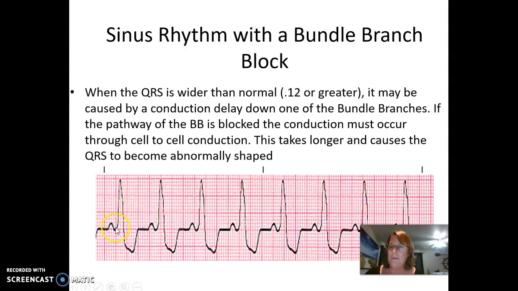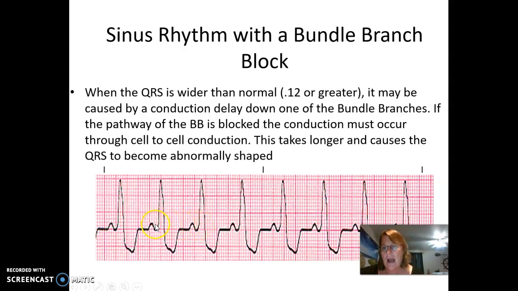I have one P wave for each and every QRS, and my P wave looks rounded and symmetrical across my entire strip. That's telling me it's coming from the sinus node. This is not a ventricular rhythm. This is coming from the sinus node. I'm just having a delay going through the bundles.